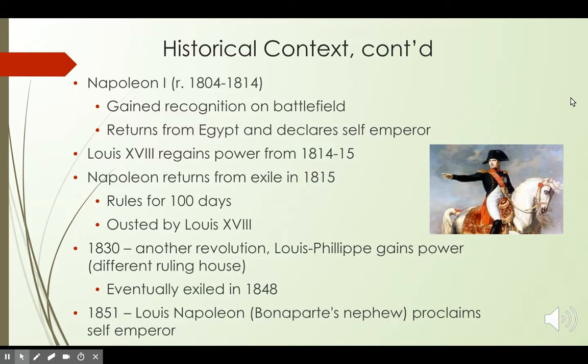Then, Louis Philippe gains power. He was from a different ruling house, so this was yet another change in who is ruling France. But he's eventually exiled in 1848. Then, in 1851, Louis Napoleon, who was Napoleon's first nephew, proclaims himself emperor. There is a lot of proclaiming yourself emperor at this time. I don't think that would fly today.